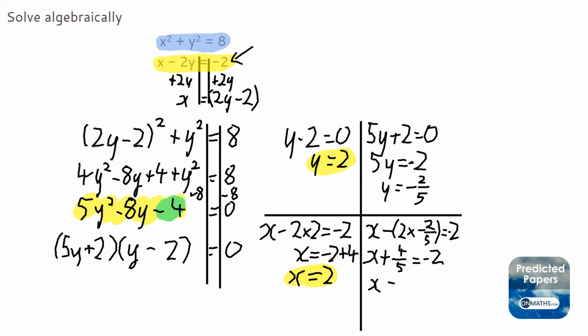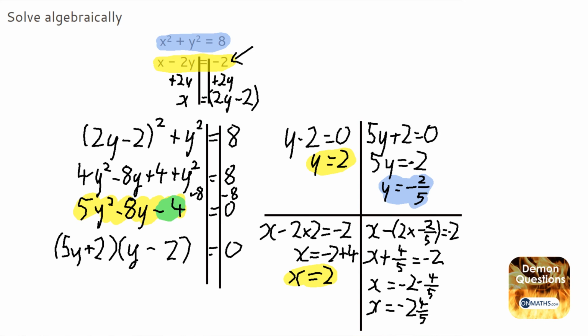X equals minus 2 minus 4 over 5 equals minus 2 and 4/5. So our second pair of answers is y equals minus 2/5 and x equals minus 2 and 4/5. Now you need to write them down in pairs, so write down the yellow ones in pairs and then the blue ones in pairs.